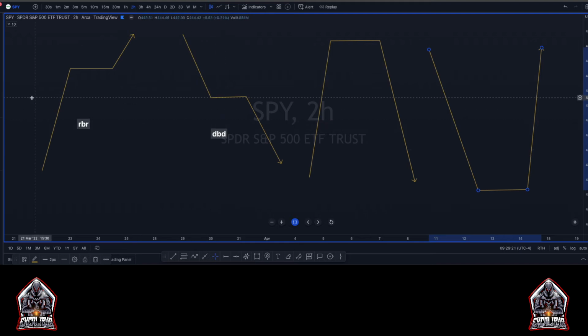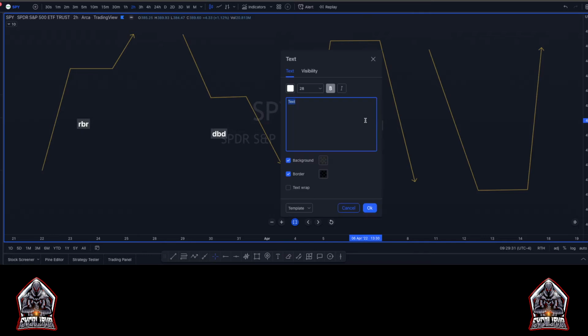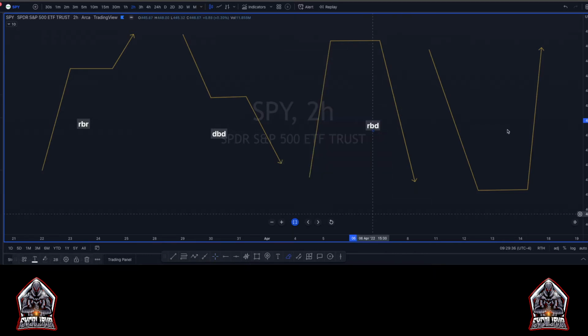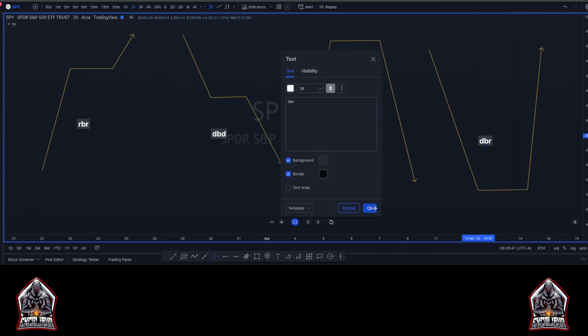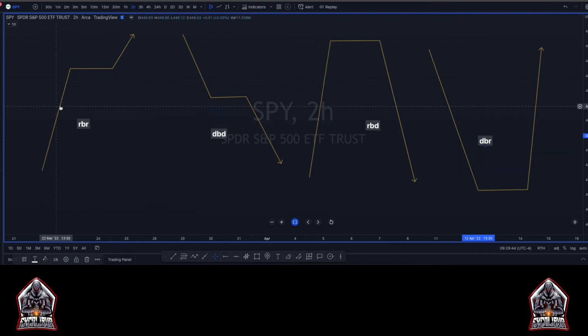I really love the rally base rallies and drop base drops. But we'll just mark this up too. This is a rally base drop, and then a drop base rally. So those are the four. Basically, on this one, you have a strong push up, and then price kind of consolidates sideways. They agree on price a little bit, and then buyers shoot it up again. So you want that price to come back to there.